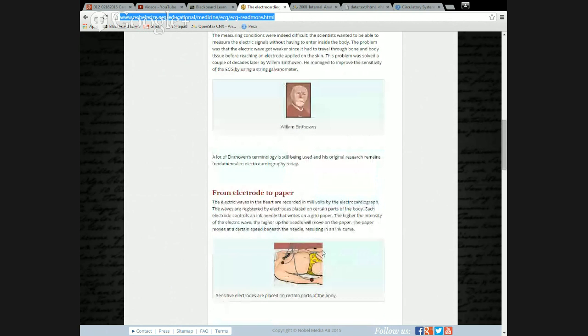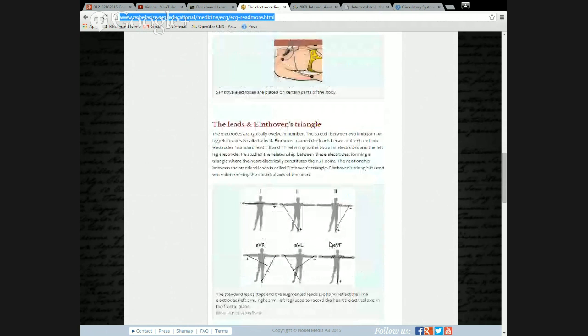Oh, that's interesting. They took that out. Oh, no, they didn't. It's down here. The electrodes that we record from the skin are placed in these kind of positions. This picture down here depicts an important aspect of how they're arranged. There are 10 electrodes, and here we're only looking at 3. There's one on the right arm, one on the left arm, one on the left leg. Those 3 locations kind of define a triangle, which is referred to as Einthoven's triangle.